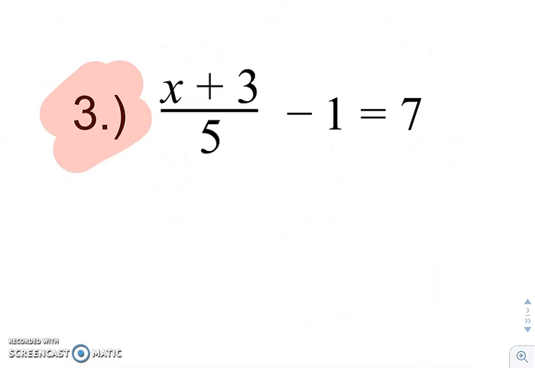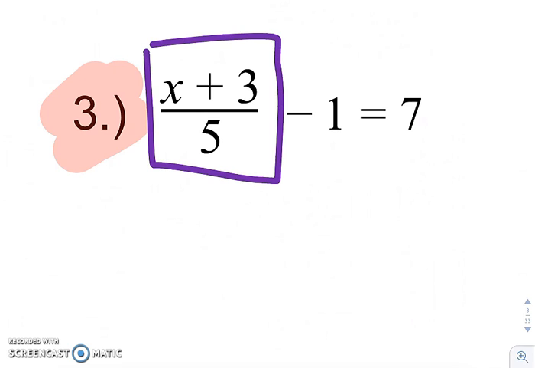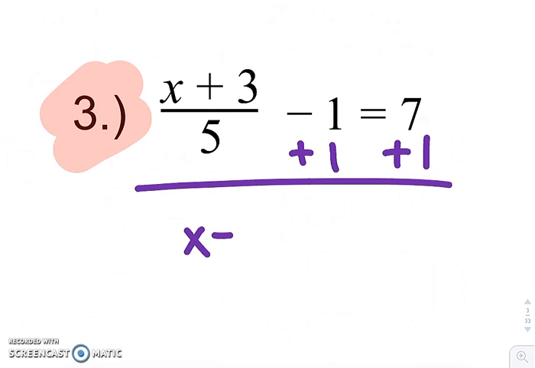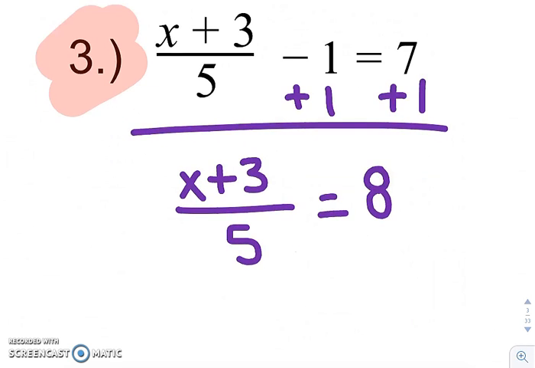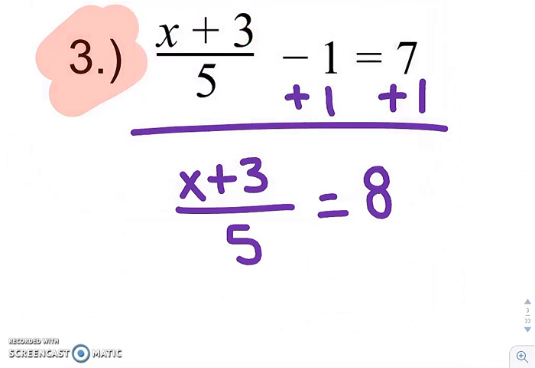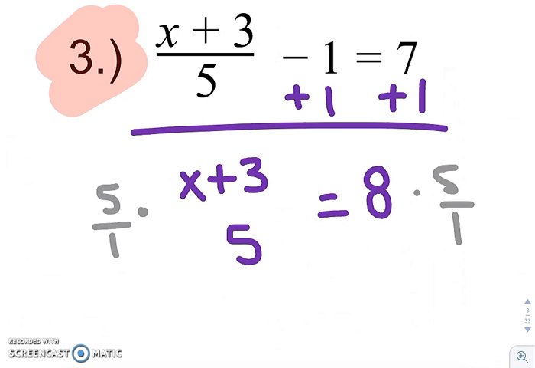So let's look at the fraction then. This is your fraction, so that's the part you need to get by itself. If that's the case, we need to remove the 1 from that left-hand side first by adding it. So now the right-hand side will be 8. So it's x plus 3 divided by 5. It's over 5, but that means division. This is really just dividing by 5. So what's the opposite of dividing by 5? Multiplying by 5. I'm going to do it over 1 just to give us good practice here.